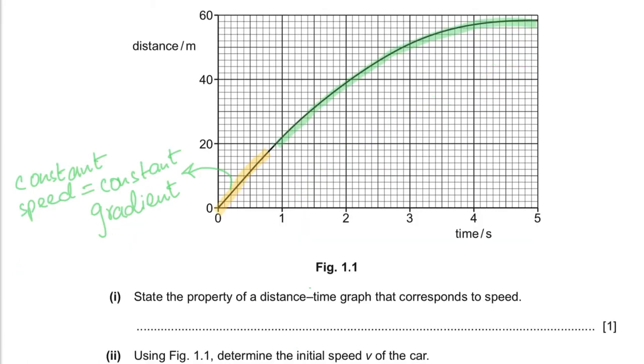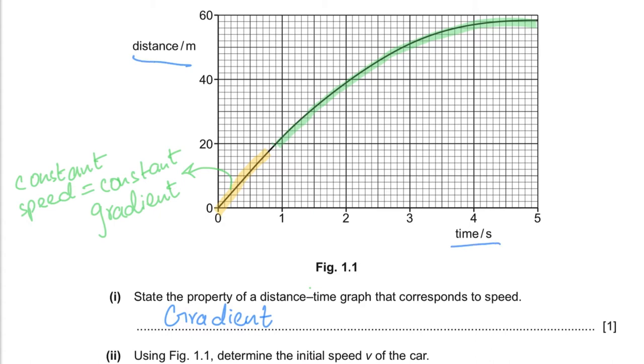One, state the property of a distance-time graph that corresponds to speed. Again, that would be the gradient, because speed is equal to distance over time, and the gradient of the graph would be the y-axis, which is the distance, divided by the x-axis, which is the time.